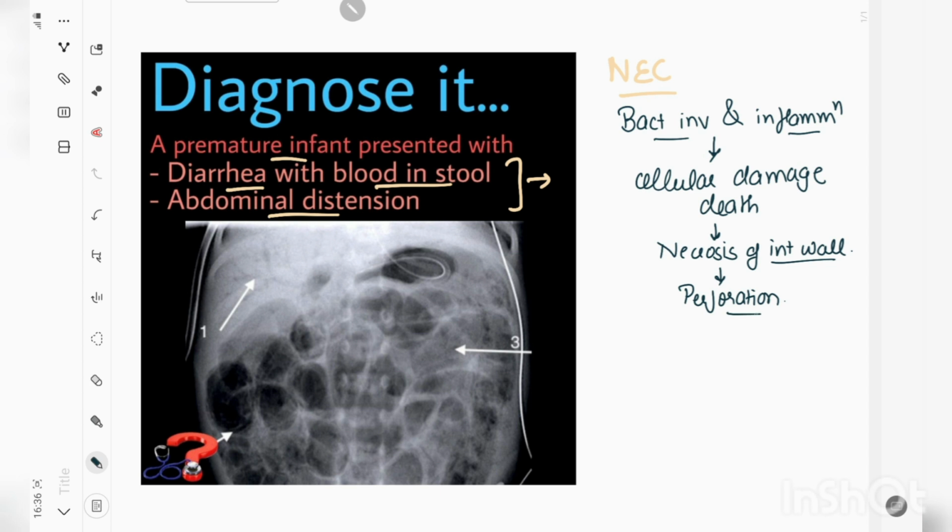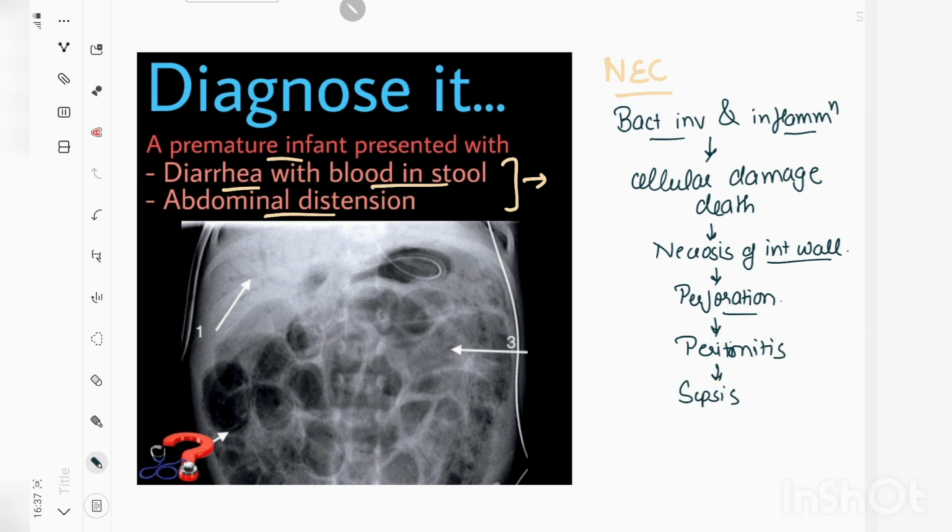After the necrosis, perforation of the intestine occurs that leads to the gas as well as the content of bowel inside the peritoneum, which causes the occurrence of peritonitis, which leads to the bacterial invasion in the bloodstream, leading to sepsis, then multi-organ dysfunction, and then may lead to death of the patient. So this is the sequence of events that occur in a child with necrotizing enterocolitis.